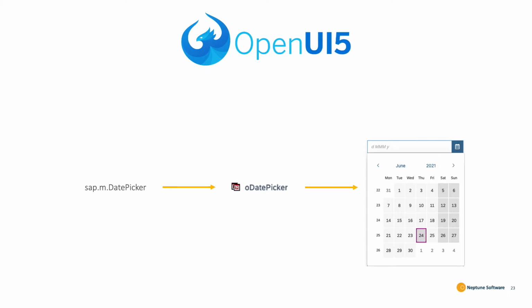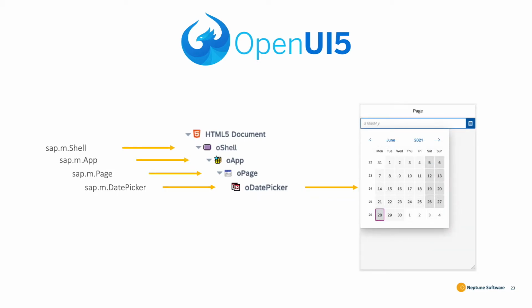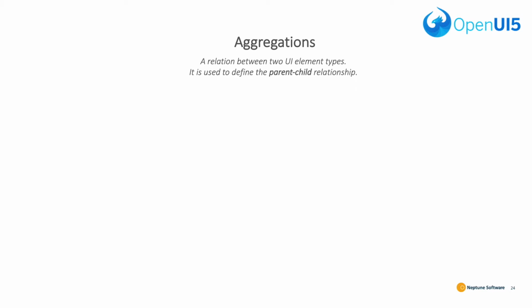We can build on this example by adding a shell, app, and page as parent components to the date picker, and now we see the date picker inside of an app. This shell, app, page structure is the most common foundation for apps within the app designer. And this brings us on to learning about aggregations. This is a relationship between two UI elements, a parent-child relationship. So, the shell, app, page structure represents an aggregation, where you can put as many child components within the page as you want.